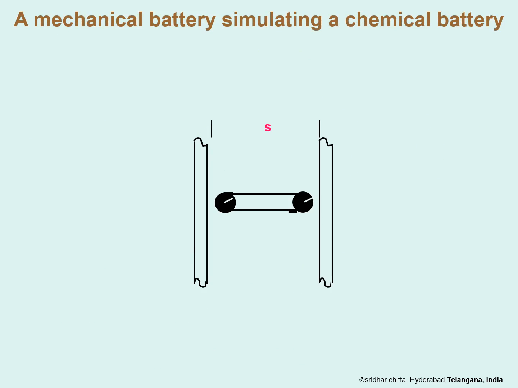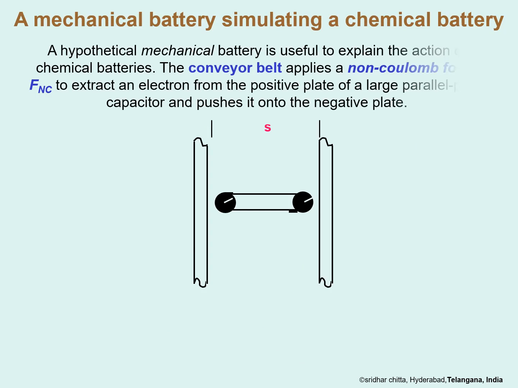A mechanical battery simulating a chemical battery. A hypothetical mechanical battery is useful to explain the action of chemical batteries. The conveyor belt applies a non-Coulomb force Fnc to extract an electron from the positive plate of a large parallel plate capacitor and pushes it onto the negative plate.